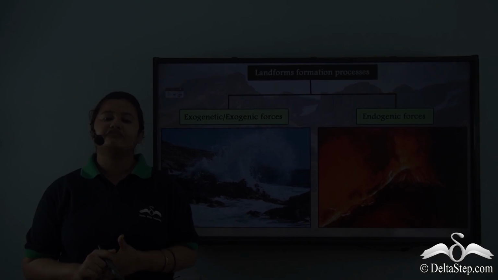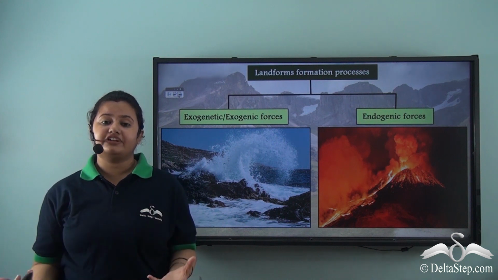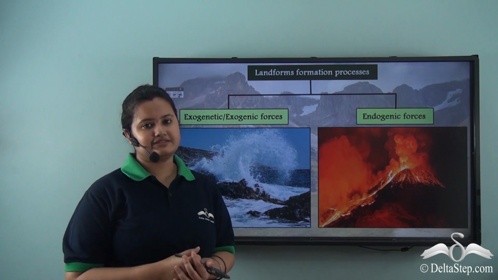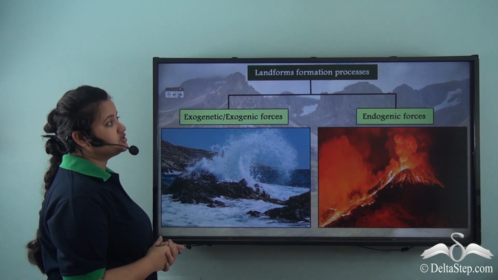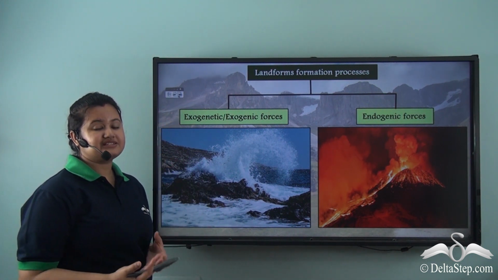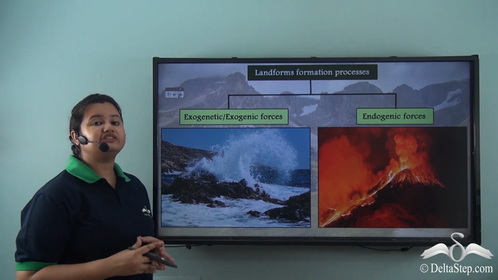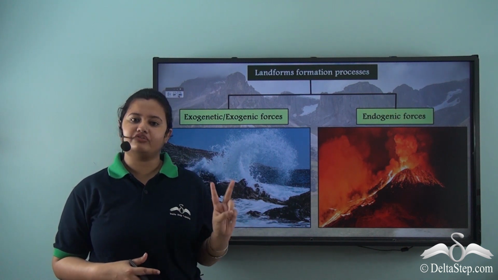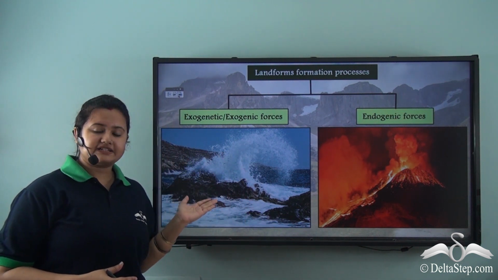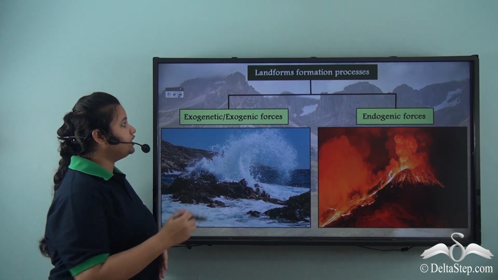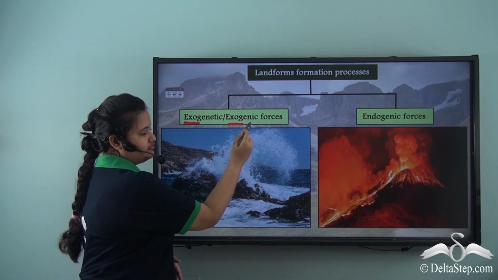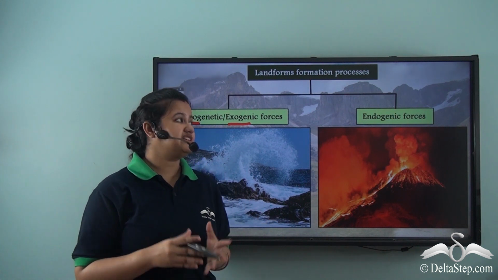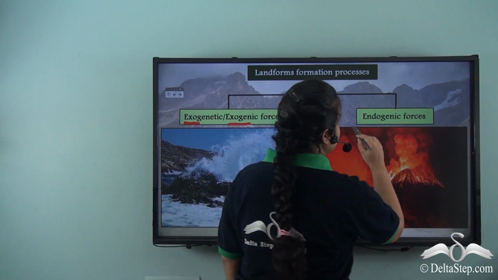So, in this lesson, we have studied about the definition of landform. A landform is a natural feature on the Earth's surface. And we have also studied about the various processes that lead to the formation of these landforms. There are two major forces that lead to the formation of landforms. The ones that act on the Earth's surface are called exogenetic or exogenic forces. And the other ones are the forces that act below the Earth's surface, and they are called endogenic forces.